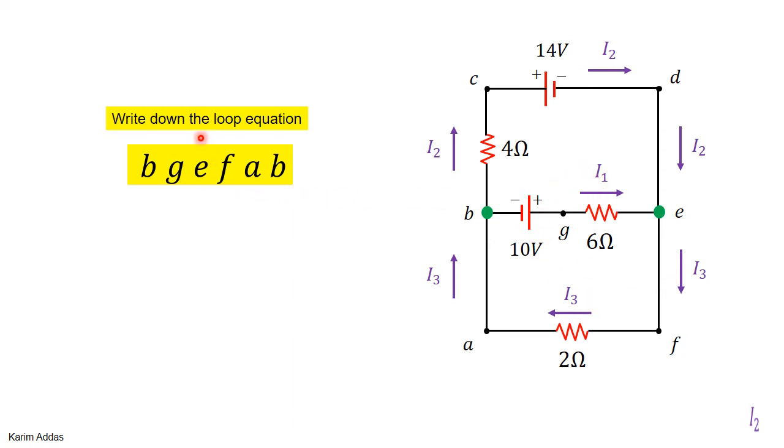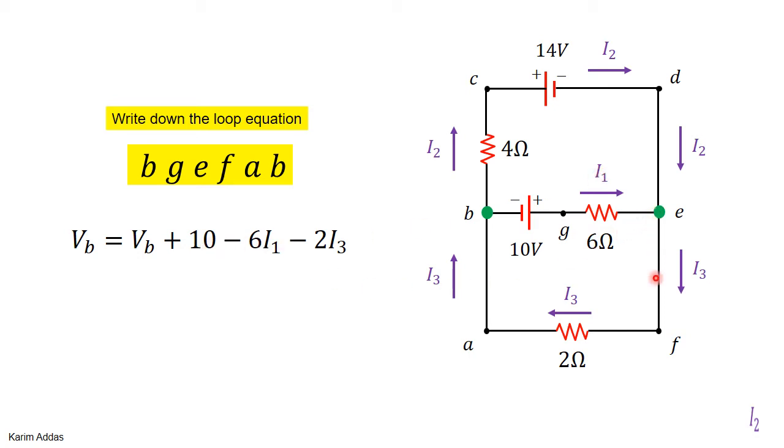So the second equation, let's take the loop equation B, G, E, F, A, B. Let's see how you can do that. If you take the potential at B and then you go across from B to point G, what happens to the potential? It increases by a value of 10. And then when you go from G to E, what happens to the potential? Remember, based on this choice of current, the current goes from high potential to low potential. So this point is at a lower potential than this point by how much? By 6I1. So you get minus 6I1.